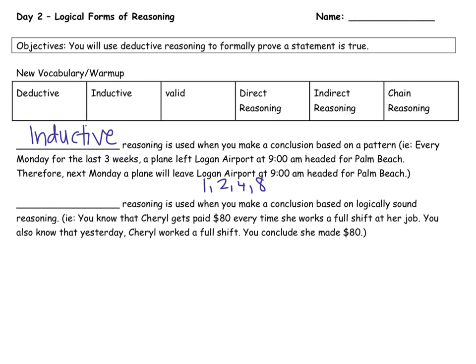The second type of reasoning that we commonly use is called deductive reasoning. And deductive reasoning is when we make a conclusion based on what's called logically sound reasoning. So we have some facts and we put those facts together in a certain format to make conclusions. This example says Cheryl gets paid $80 every time she works a full shift at her job. Fact, you know that yesterday she worked a full shift. Fact, you make the conclusion that she has made $80. So the format that you just used is something that we are going to formally describe as direct reasoning.